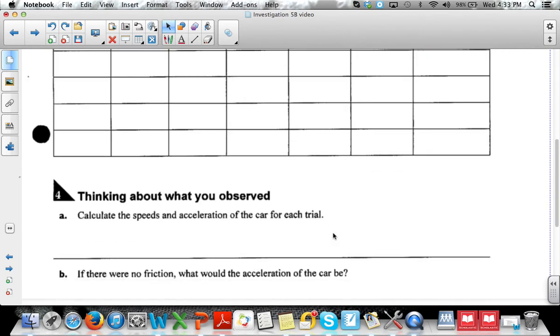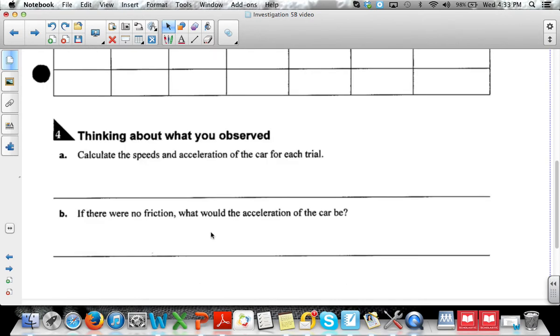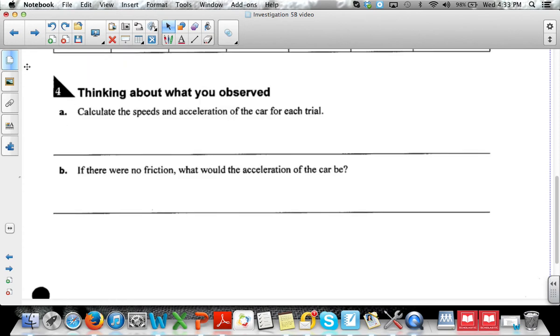So now, part 4, calculate the speeds and acceleration. That's what you were just doing. Part B, if there was no friction, what would the acceleration be? You guys can handle that.